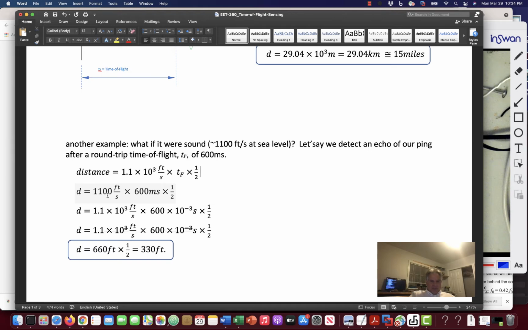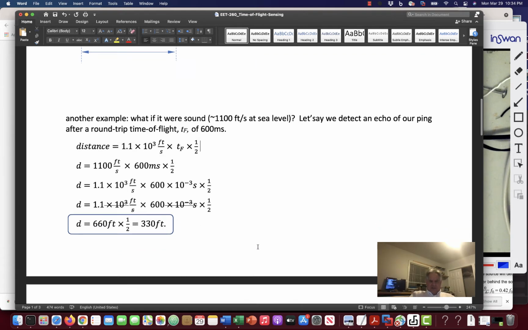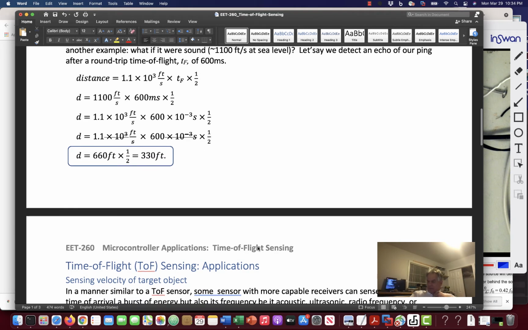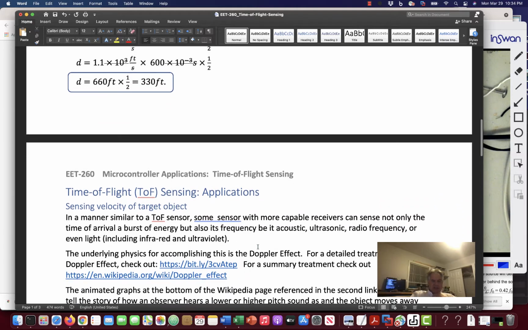So here's D equals 1100 feet per second times 600 milliseconds. We want half of that distance because we only want the distance out. And once again we see that things cancel out, and we get that the distance is 1.1 times 600, so that's 660, times a half is 330. So our ping went out to about 330 feet. Now the ping sensors that we use with the BASIC Stamp are not capable of that.